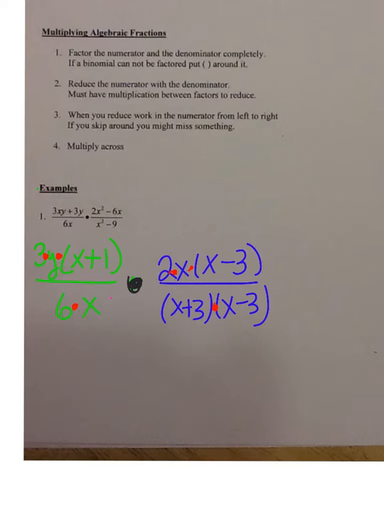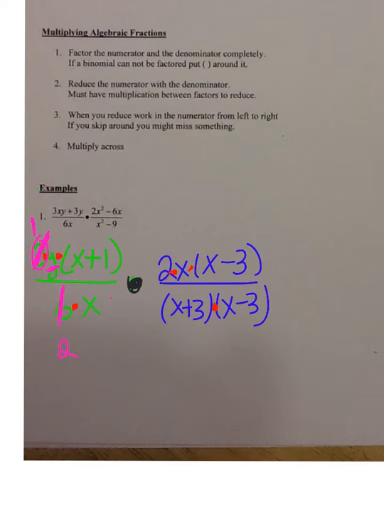Now we're going to reduce. I'm going to work from left to right in the numerator. So I'm starting with the 3. I notice that 3 can reduce with 6 in the denominator. 3 goes into 3 once and into 6 twice. And then I have a y. Y does not reduce with anything. So then I go to the next thing, x plus 1. Looking in the denominator, nothing down here to reduce it with.